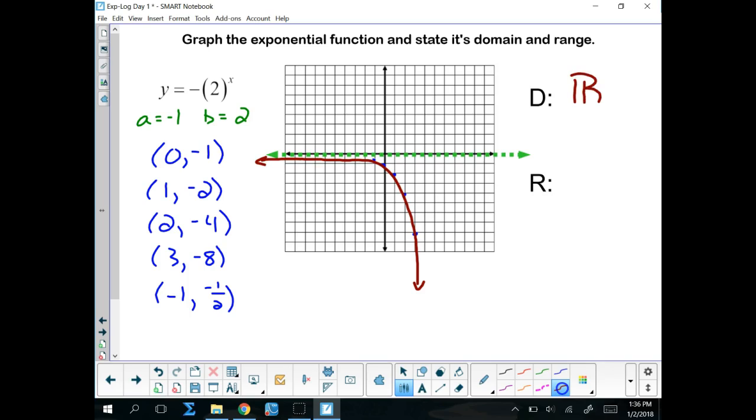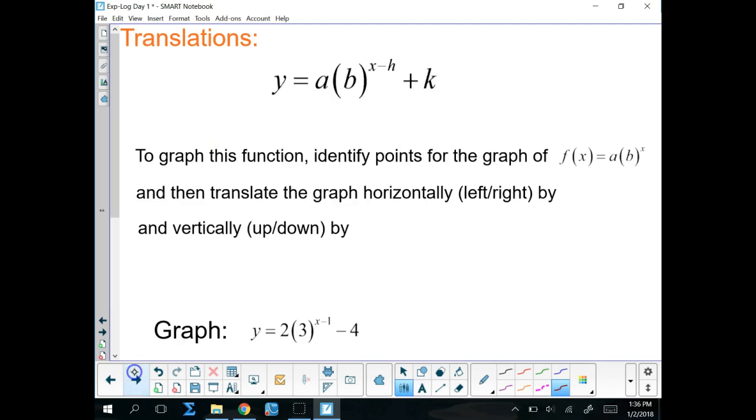Domain is still all real numbers. As Lexi pointed out, is your domain ever not going to be all real numbers? No, it's always going to be all real numbers. Range, though, changes from y is greater than 0 to now it's y is less than 0. Okay? Just when you think you got it figured out, Freddie, what do I go and do? I change stuff.